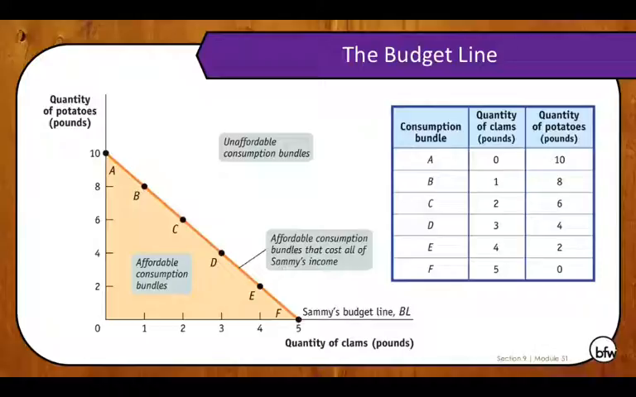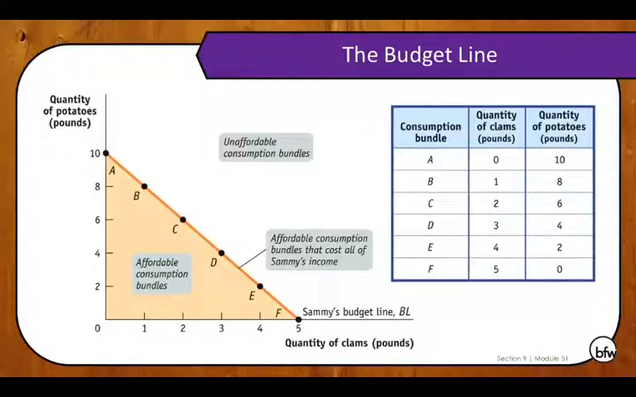Here we see Sammy's budget line when it comes to clams. Notice the shaded area under the budget line. Those are all affordable but not desirable. Those are combinations of clams and potatoes that Sammy could afford given his limited income and his limited budget, but it would not be desirable because it wouldn't be spending all of his income.